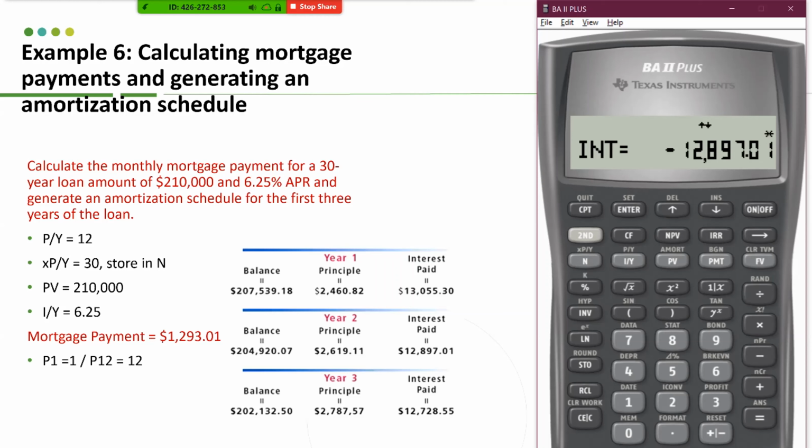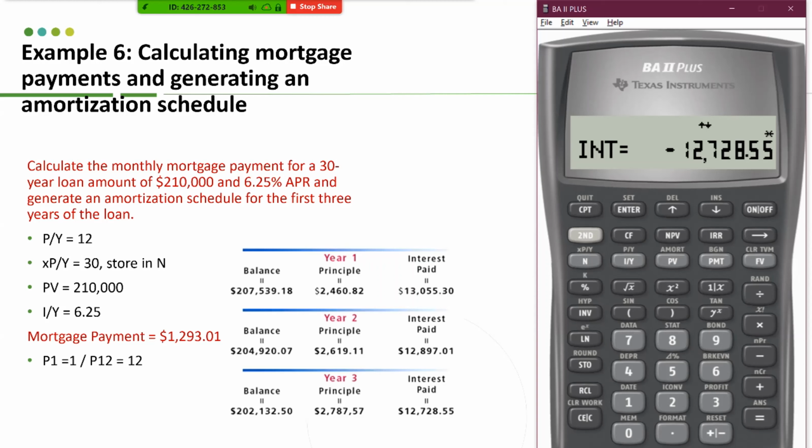Same goes for the third year. So for the third year, you must start with 25 and then press enter. P2 will be 36. Enter. And then to find the balance, press arrow down. And then this is for principal, and then this is for interest paid.